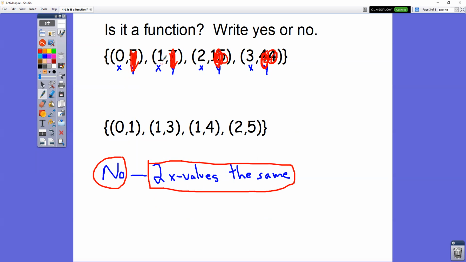So I have a 0, a 1, a 2, and a 3. All of my x values are different. So my answer is a yes.